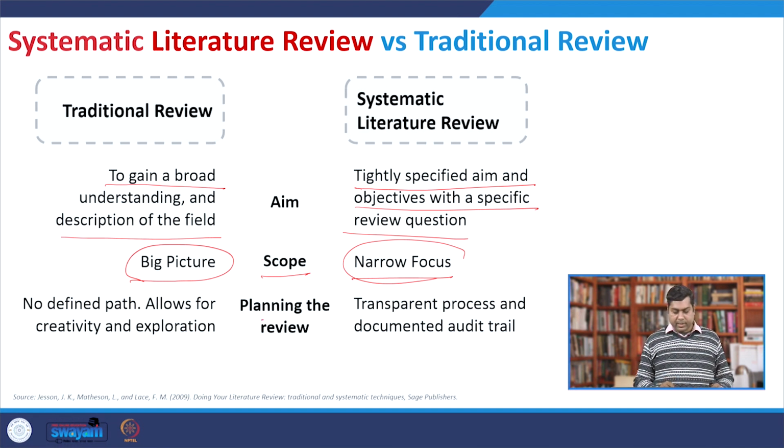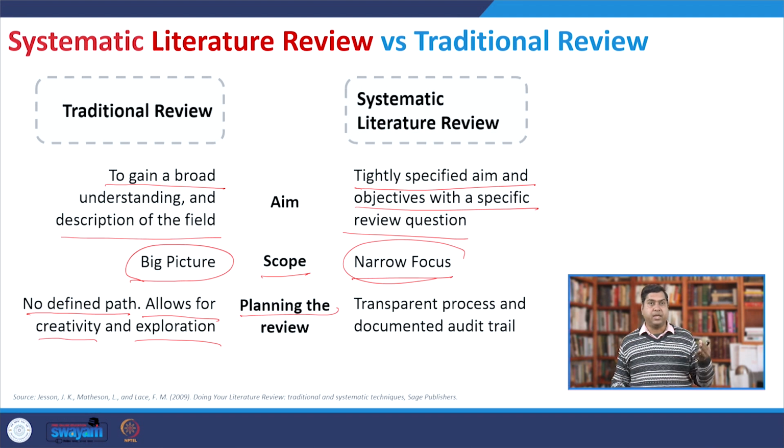Then if you consider planning the review, in this case there is no defined path, which allows for creativity and exploration. So we are free to read a particular portion, get a reference, and go to another journal, and so on. Whereas the systematic literature review is a much more transparent process, with documentation and an audit trail. So whatever comes with your research questions, we need to look into it.